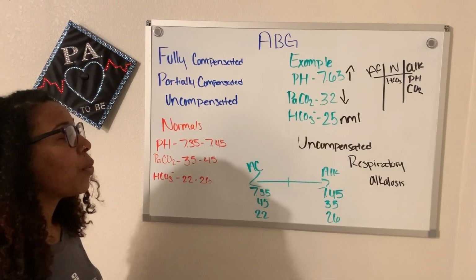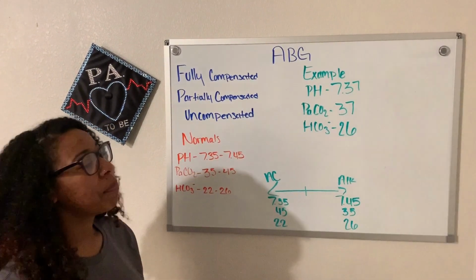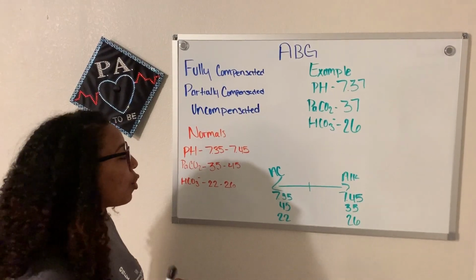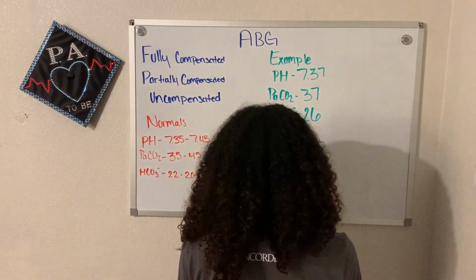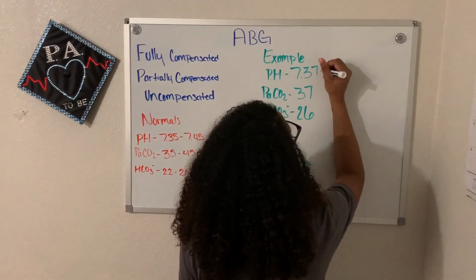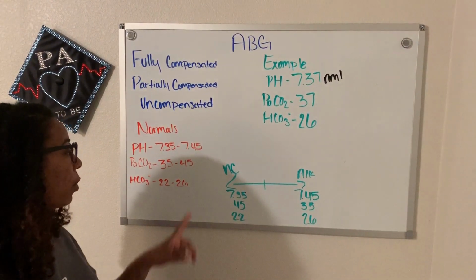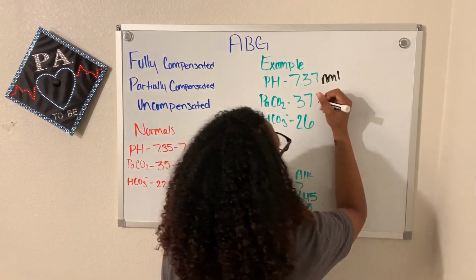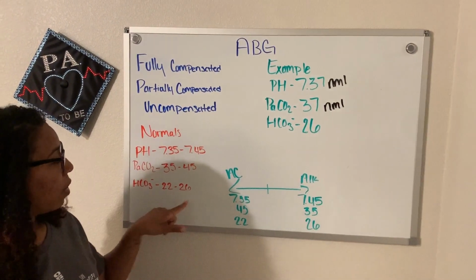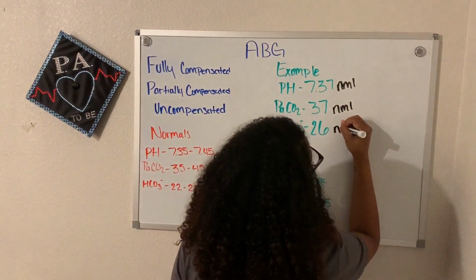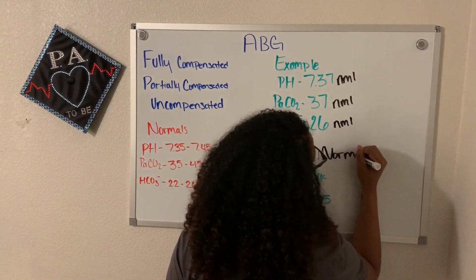Alrighty? So we're going to do one more to throw you guys off. Alright guys, so this is our last problem. Now let's look at our values. pH, is it normal or abnormal? Well, it's in the normal range. So we're going to do our abbreviation. Alrighty, is PaCO2 normal or abnormal? It's normal. Very nice. Is bicarb normal or abnormal? And it's normal. So this makes this a normal ABG.